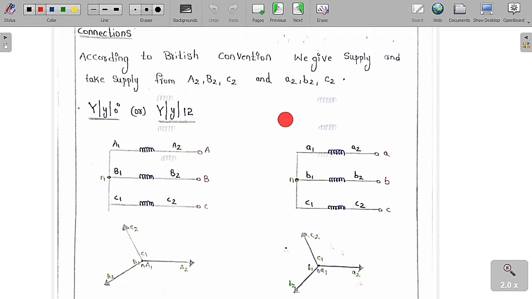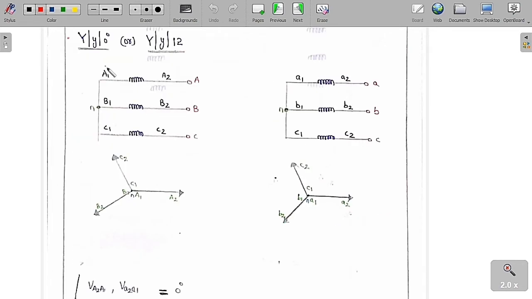So now we will discuss generally each and every one of the 12 connections. All these 12 connections we are going to learn one after another in a very detailed manner. So star-star: you can connect the star-star connection either at 0 degree or at 180 degree, or you can say 12 o'clock or 6 o'clock. So now we will see each and everything.